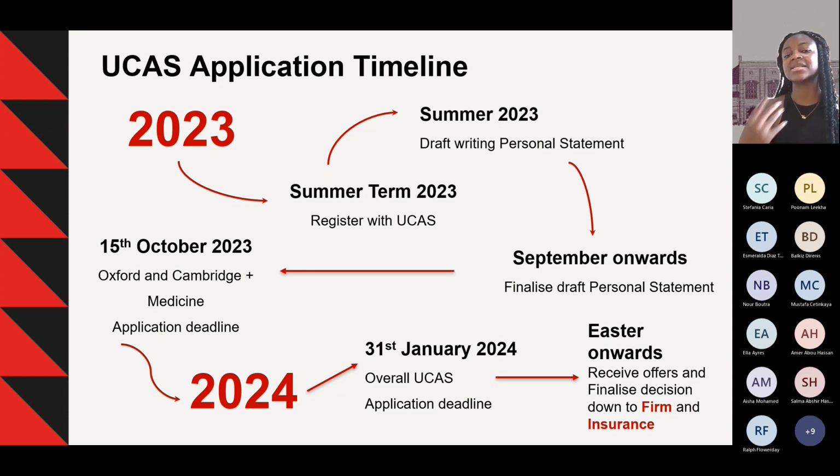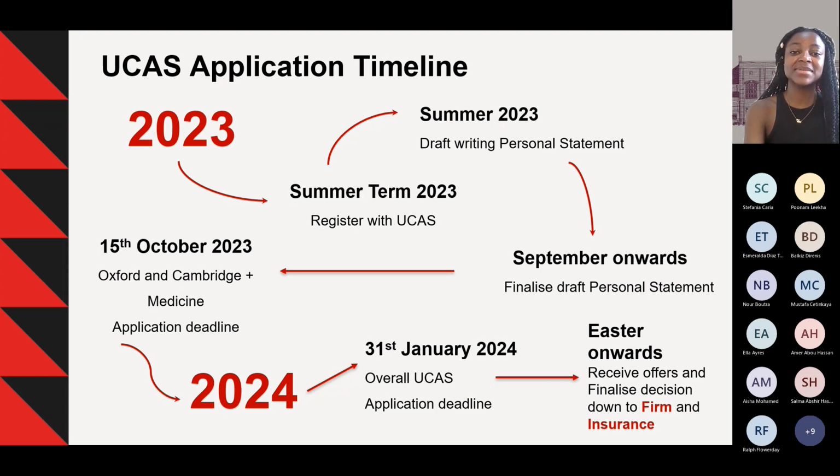And then everyone that has a later deadline of 31st January 2024, you do have a bit more time, but not too much, so don't be too flexible with your time. If you don't know what you want to study, you can't start your personal statement. So make sure you know what you want to study before you start your personal statement.